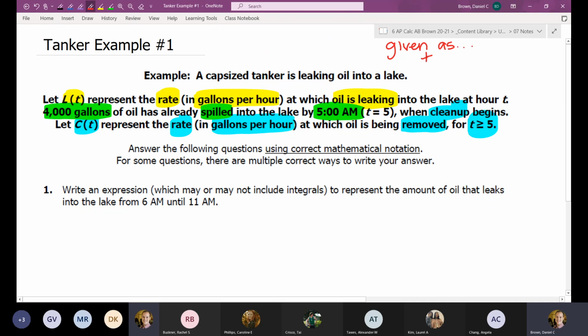Your function can be given as an equation. If it's an equation, then it's probably one that's on the calculator, so you can just punch it into your calculator, hit enter. Sometimes they give it to you as a graph. And then sometimes they give it to you as a table of values.